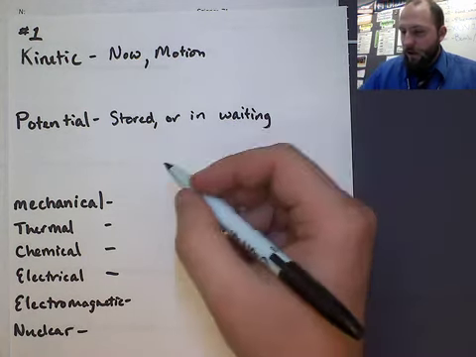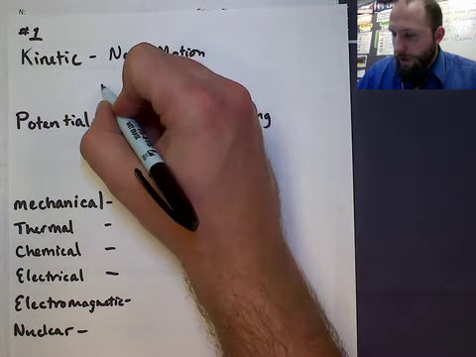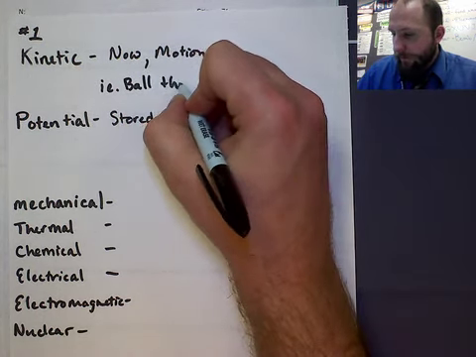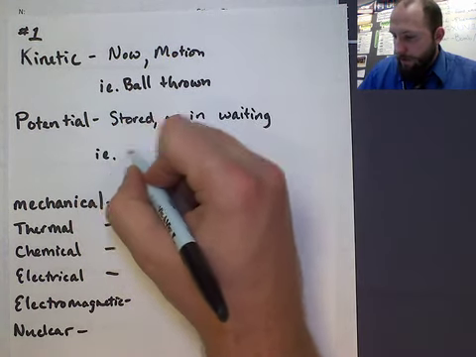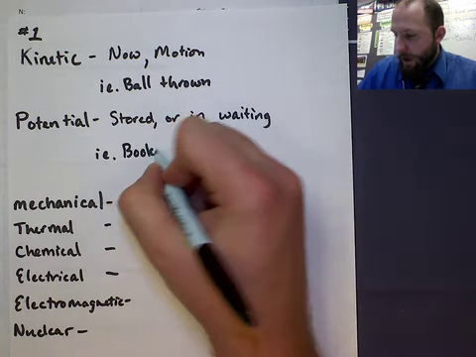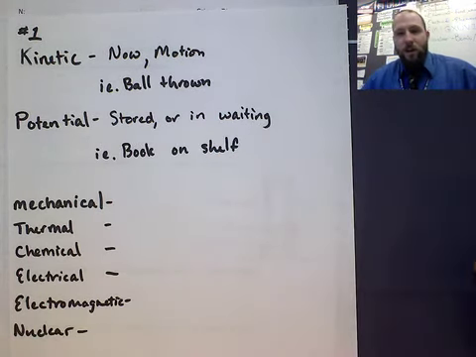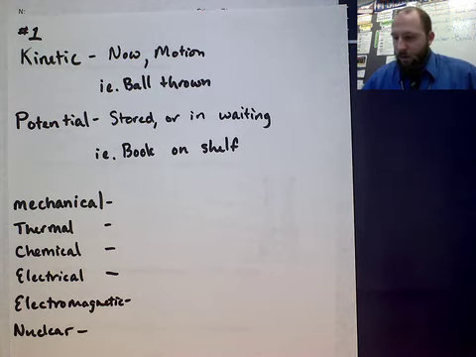Some examples of kinetic energy. This would be, i.e. ball thrown. For potential, i.e. book on shelf. So the book is obviously supported. The book is under the forces of both the shelf pushing up and gravity pulling down. If we were to remove the shelf, the book would fall. Therefore, it leaves the potential category and becomes kinetic.